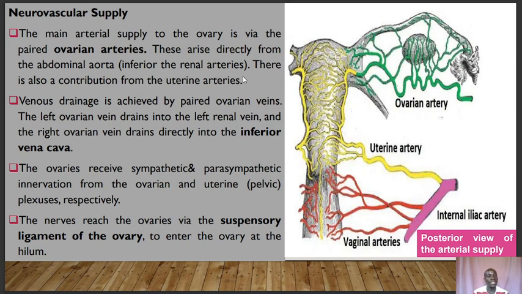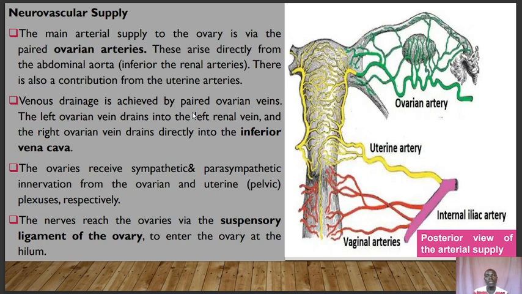Venous drainage is achieved by paired ovarian veins. The left vein drains into the left renal vein, while the right ovarian vein drains directly into the inferior vena cava. The ovaries receive both sympathetic and parasympathetic innervation from the ovarian and the uterine plexus respectively. The nerves reach the ovaries via the suspensory ligament of the ovary so as to enter the ovary at the hilum.